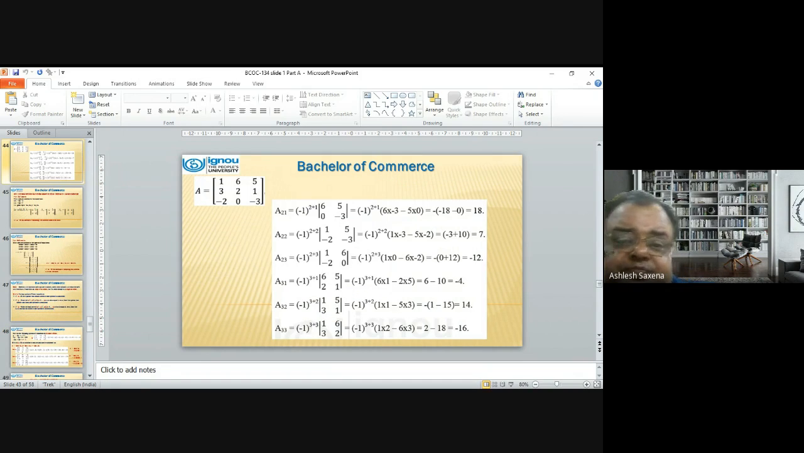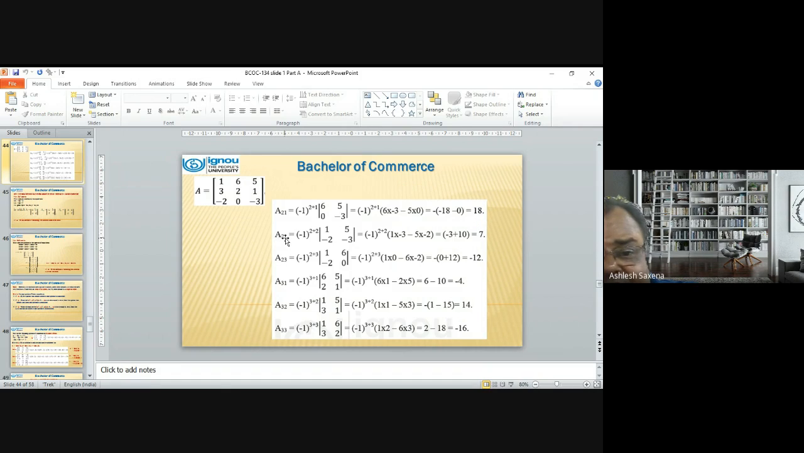Now, moving further, the problem is the same. Now A21. That means I will be removing the second row, first column. I'm left with 6, 5, 0, minus 3. 6, 5, 0, minus 3 is minus 18. When we are finding the cofactor, this is 3. 3 is an odd number. I got minus 18. I will be multiplying it by minus 1.